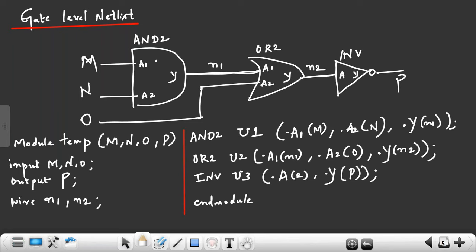See, your connection is maintained, right? You can see here, N1 is connecting to the output pin of your AND gate. The Y pin is connecting to the N1 net, and the same N1 net is connecting to the input pin of your OR gate. So internally, my tool can understand that the output of the AND gate is connecting to the input of the OR gate. So connection is established here. Similarly, the N2 net is connecting to the output pin of the OR gate and to the input pin of the inverter. So connection is established.